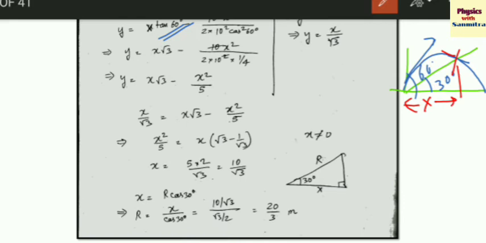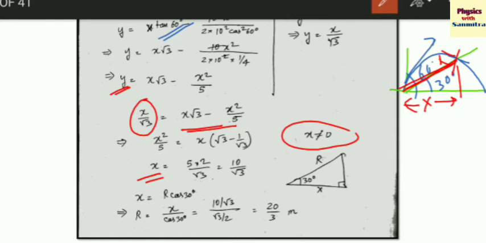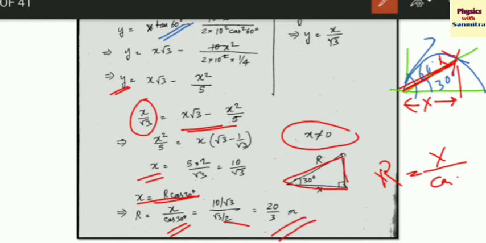Now this is x, but we are interested in finding this r. So we can find r is equal to x by cos 30 degree. Now let's solve this equation. Let's put y is equal to x by root 3 here. So x by root 3 is equal to x root 3 minus x square by 5. Since x is not equal to 0, we will get x is equal to 5 by 2 root 3, which is equal to 10 by root 3. Now x is equal to r cos 30. See this triangle. If we have to find r, then we have to do x by cos 30 degree. So 10 by root 3 divided by root 3 by 2. That will come out to 20 by 3 meter.